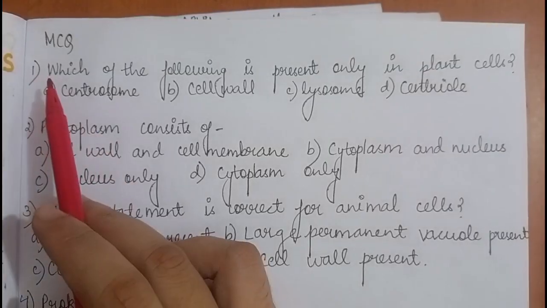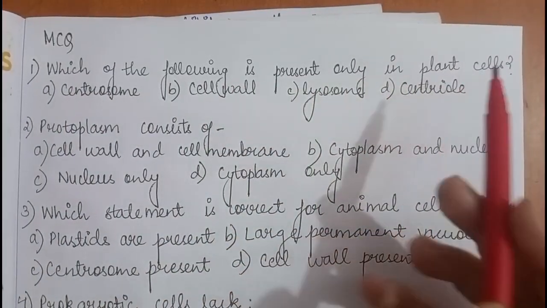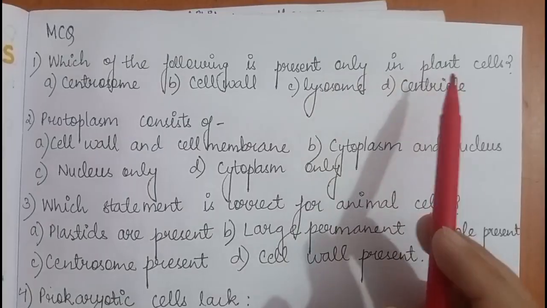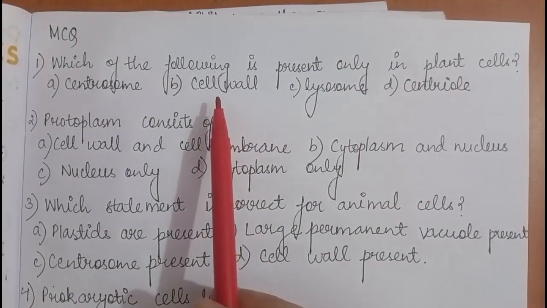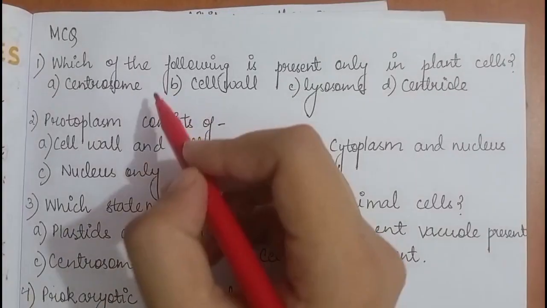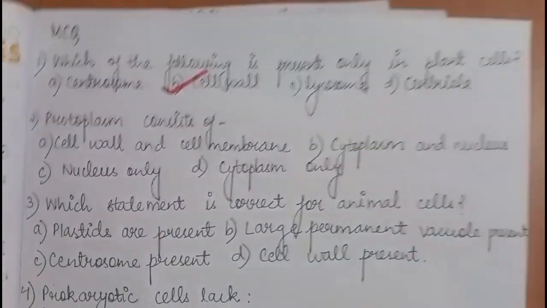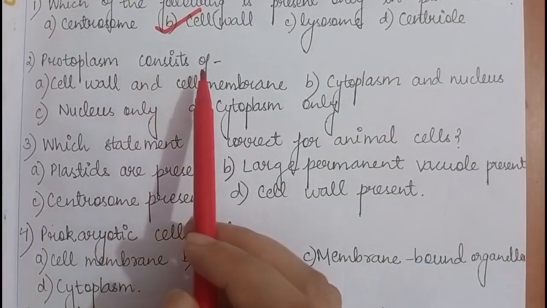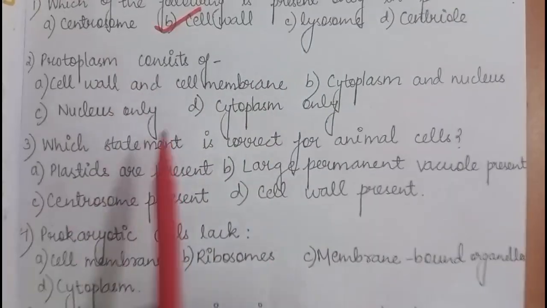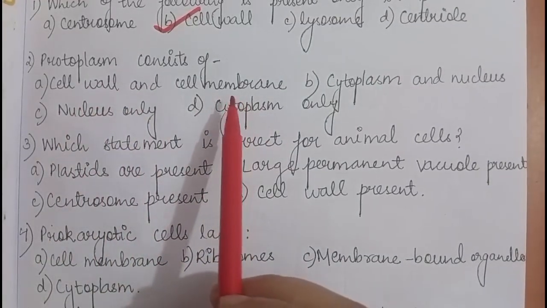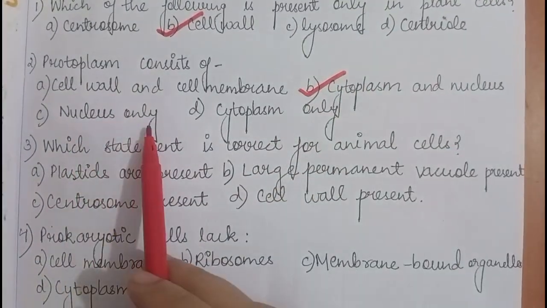Okay, let's solve some questions. Which of the following is present only in plant cell? It is asking for only in plant cell. Centrosome, no, it's present in animal cell. Cell wall, yes, it is present only in plant cell. Lysosomes, no. Centriole, no. Then protoplasm consists of, protoplasm we studied. Cell wall and cell membrane, no. Cytoplasm and nucleus, yes.